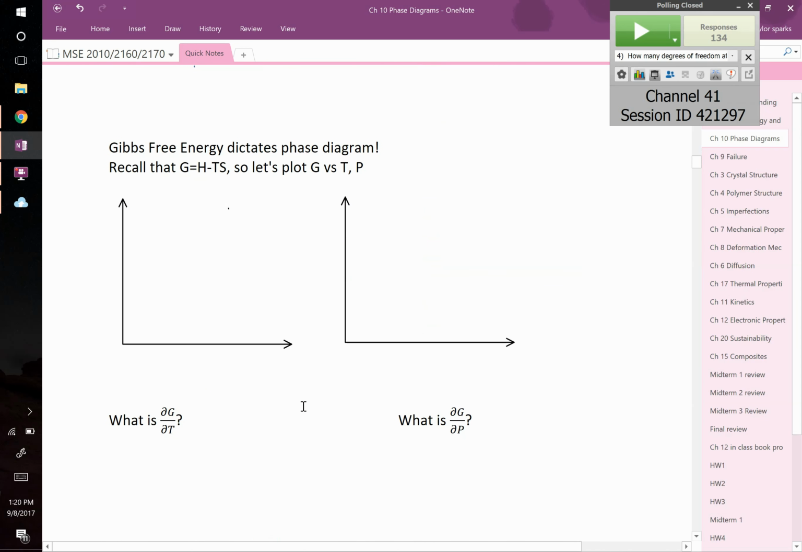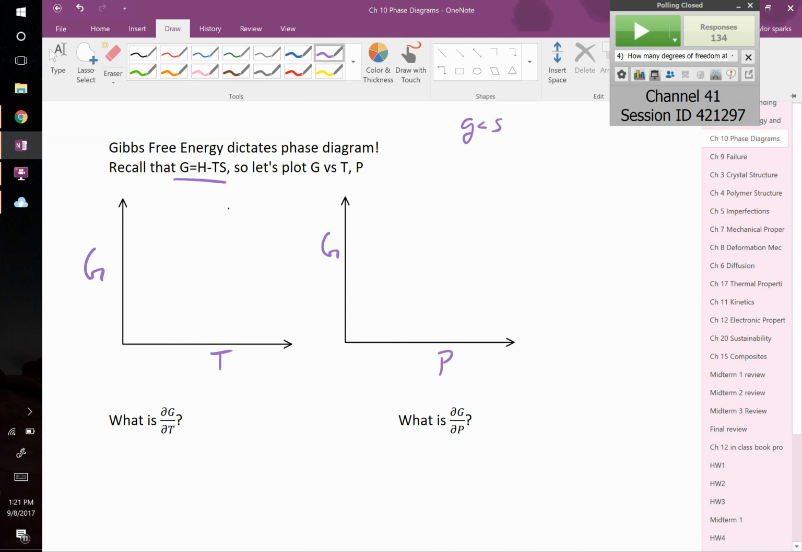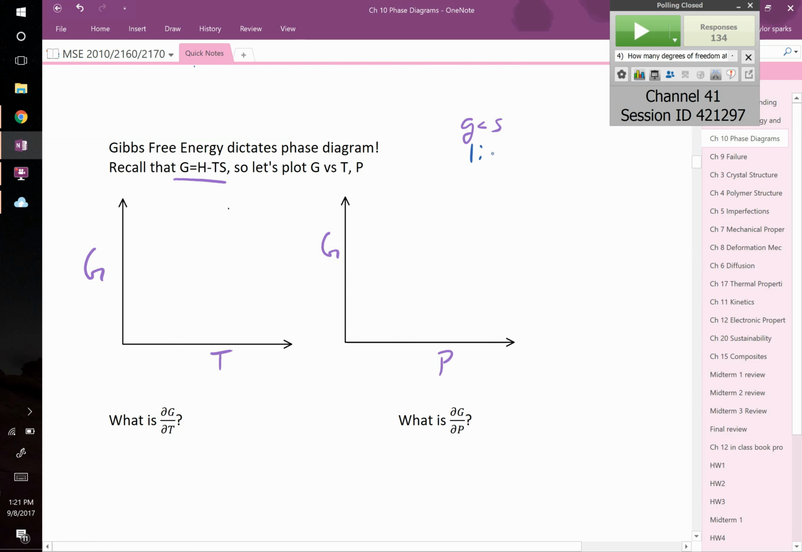Remember, Gibbs Free Energy is G equals H minus TS. So we're going to teach you today how to plot G versus T or G versus P. So let's put G versus T and G versus P. If we were going to plot it for different phases, how do we do that? Let's do gas in purple. Let's do liquid in blue, and we'll do solid in red.